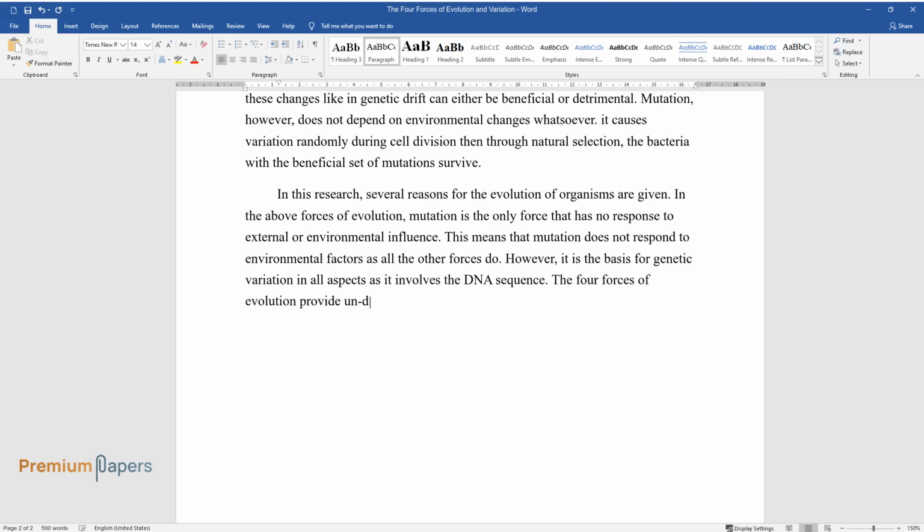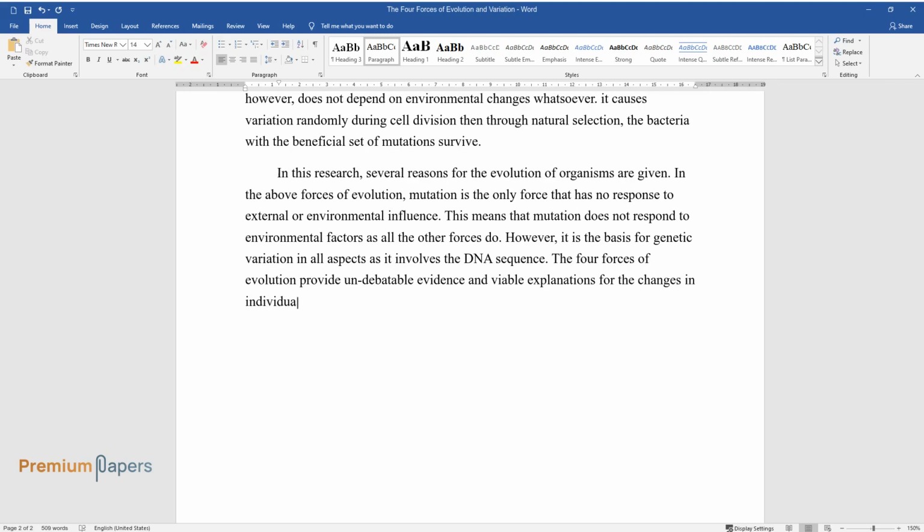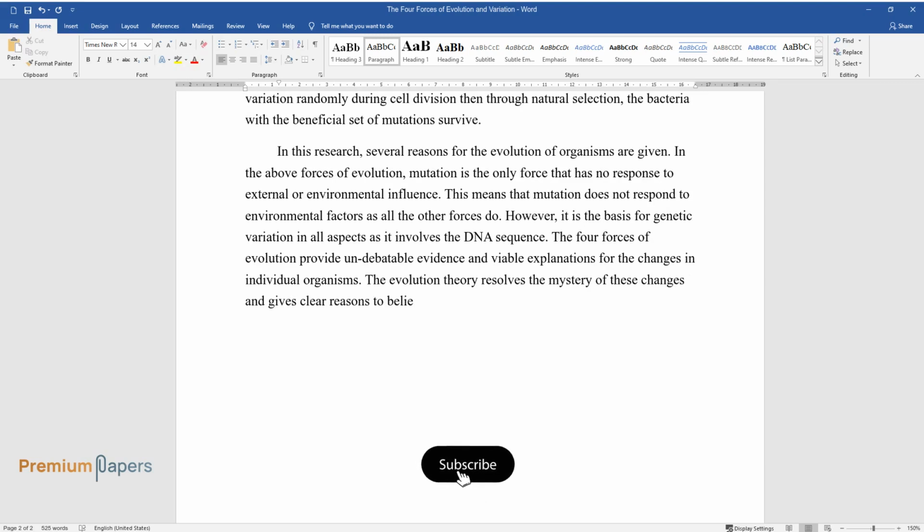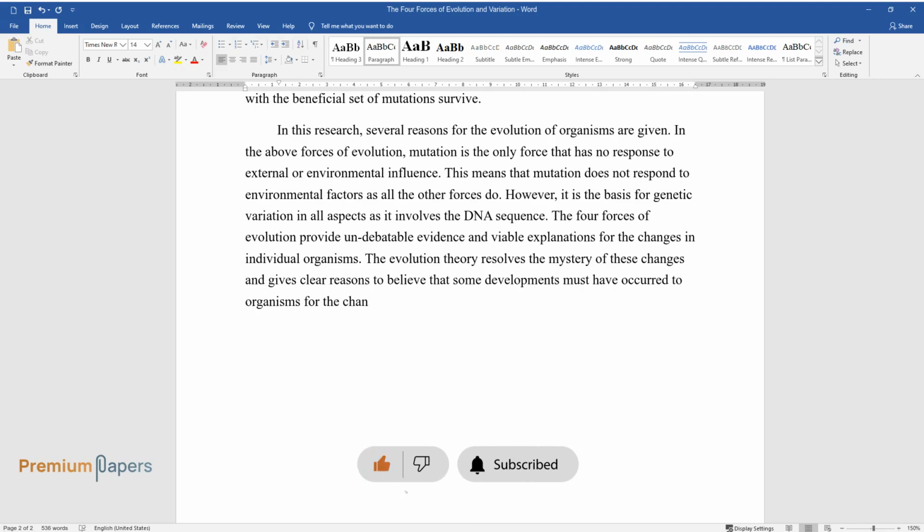The four forces of evolution provide undebatable evidence and viable explanations for the changes in individual organisms. The evolution theory resolves the mystery of these changes and gives clear reasons to believe that some developments must have occurred to organisms for the changes we see to happen, in a scientific explanation.